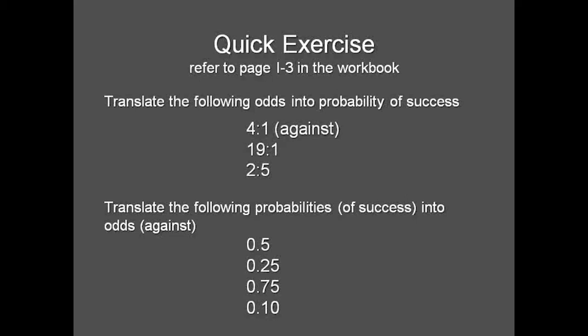Finally, 0.10, a 10% probability of success. What is that in terms of odds against? Well, there's 1 chance of winning out of 10, right? So 1 chance of winning, 9 chances of losing. So that's 9-to-1 odds against.